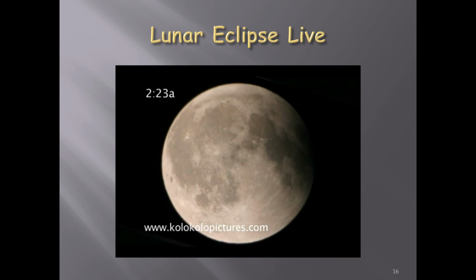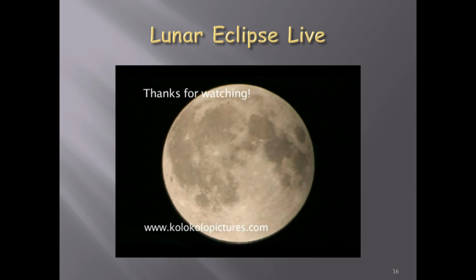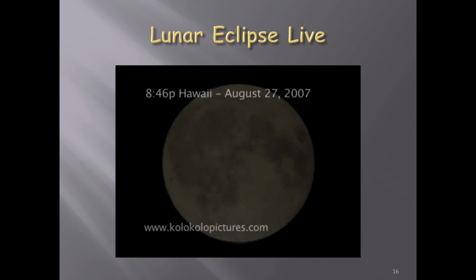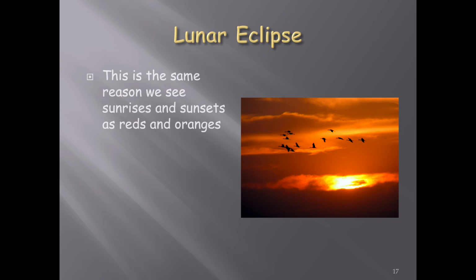Pretty nifty, huh? If you noticed in the top left corner there was a clock giving you a countdown of when this happens. Again, that whole process, from entering to exiting the shadow, could last up to 1 hour and 47 minutes. So it's not an extremely fast process, but again, that's subjective. So we've got the reddish color that happens from refraction with total lunar eclipses.